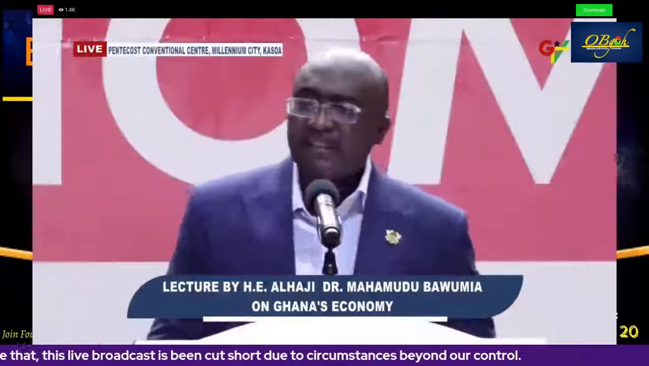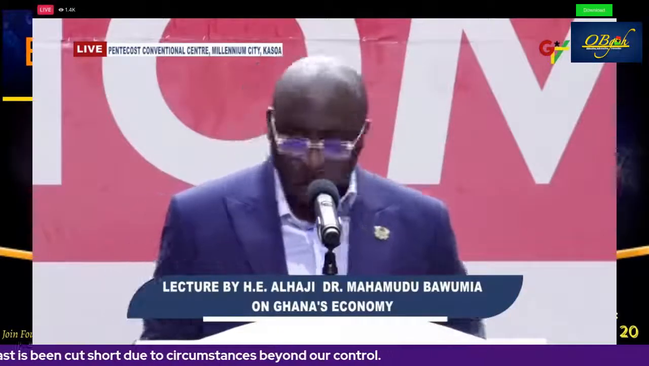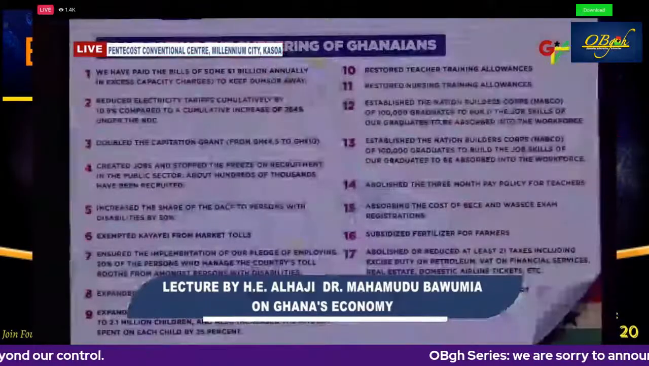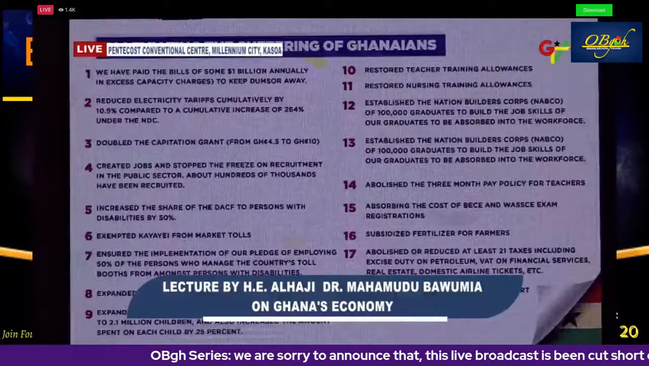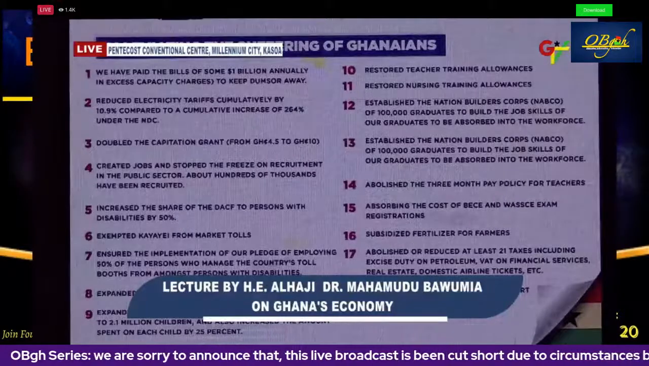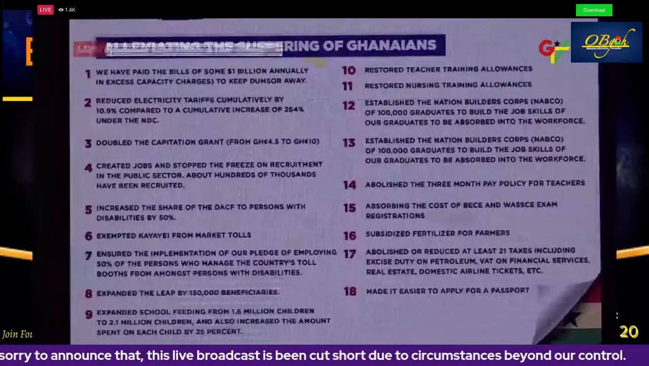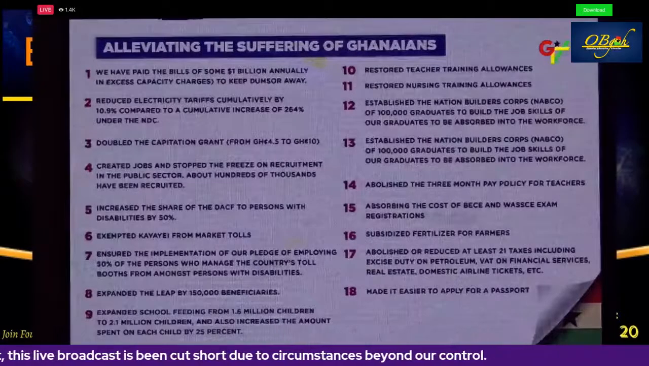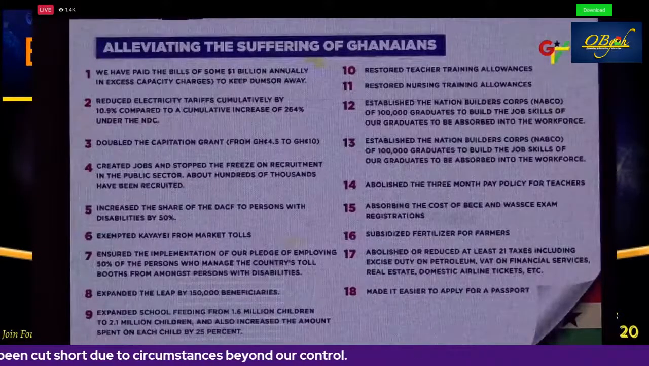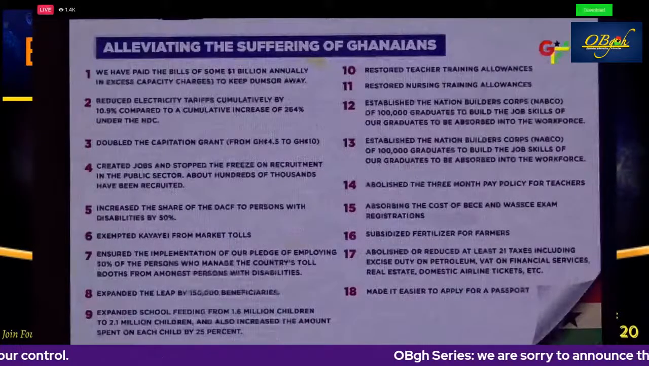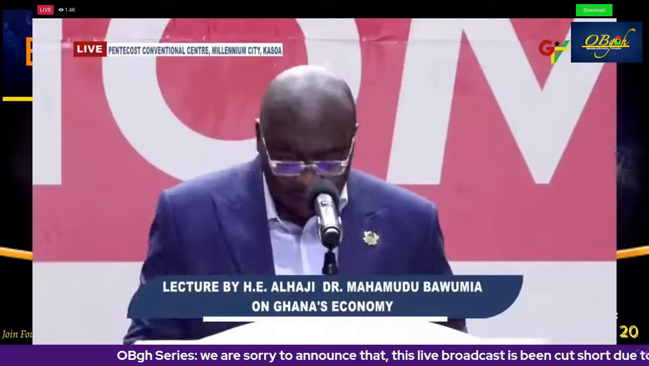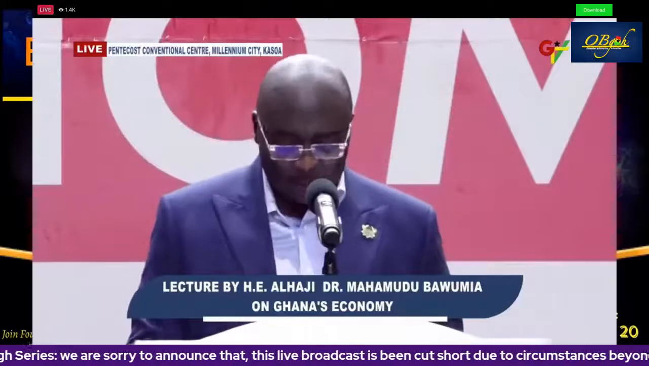We have increased the share of the District Assembly Common Fund to persons with disabilities by 50%. We've exempted Kayayei from market tolls. We've expanded LEAP beneficiaries by 150,000 people. We've expanded the school feeding program from 1.6 million children to 2.1 million children, and also increased the amount by 25%. We have restored teacher training allowances, restored nursing training allowances, established NABCO with 100,000 graduates.